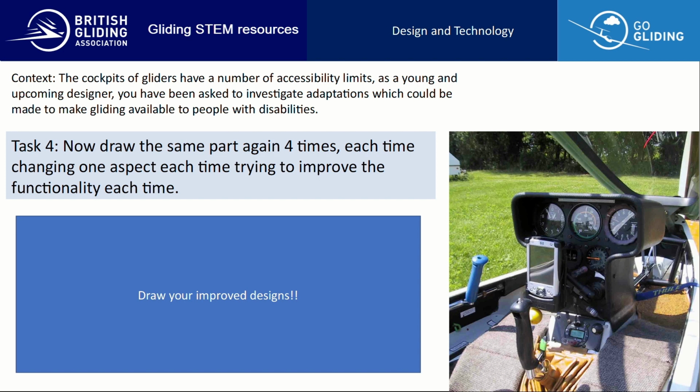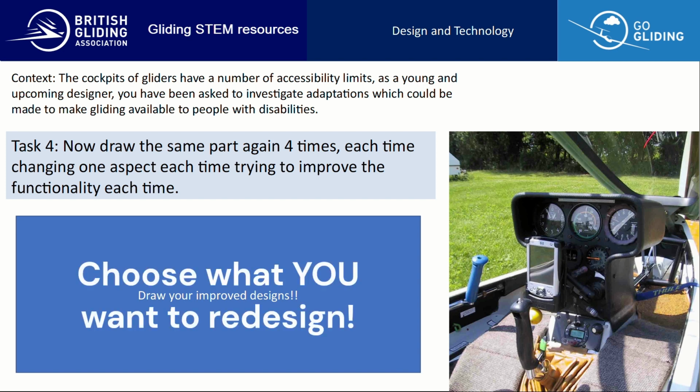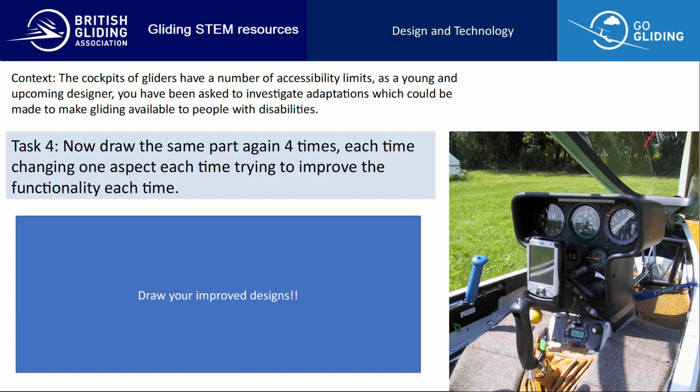And what I'd like you to do once you've drawn that is have a think, and then draw the same part again and change one aspect. Do that a number of times. We're suggesting 4, but each time try and improve the functionality of one aspect. Over to you to go away and have a think about that.